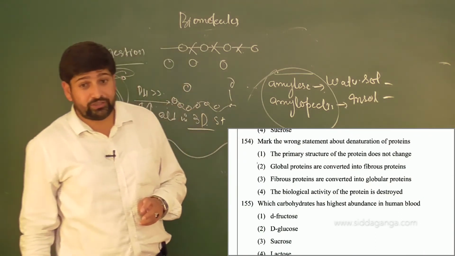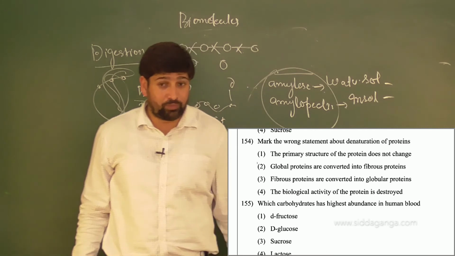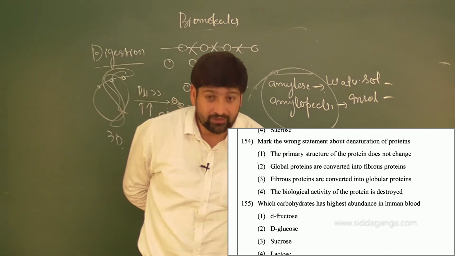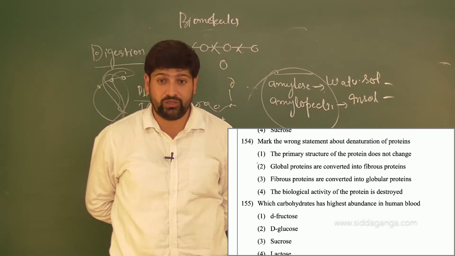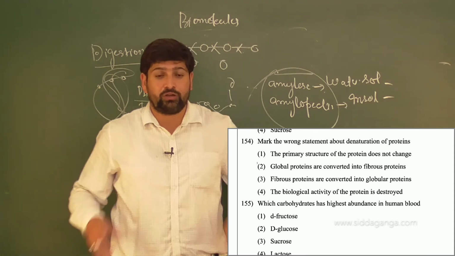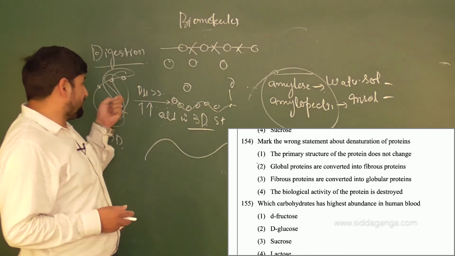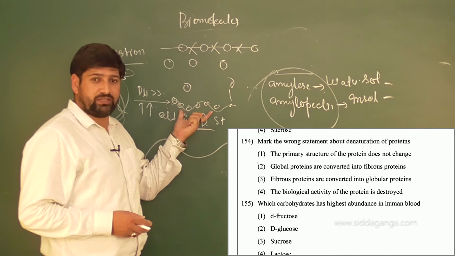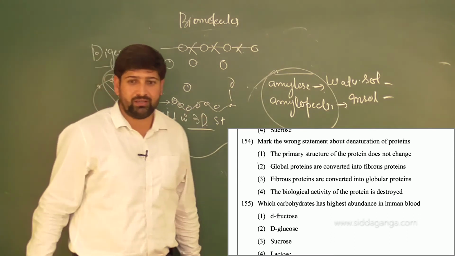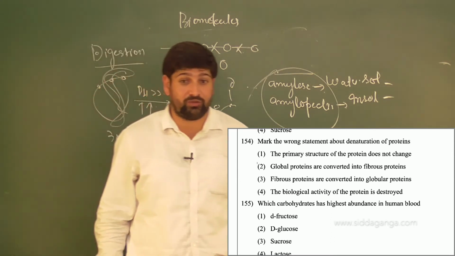Globular proteins are converted into which proteins? Fibrous proteins. Yes. During denaturation, that happens. Globular proteins are well shaped. Once they open up, they will convert to the open chain compounds. Third one, fibrous proteins are converted to globular proteins.